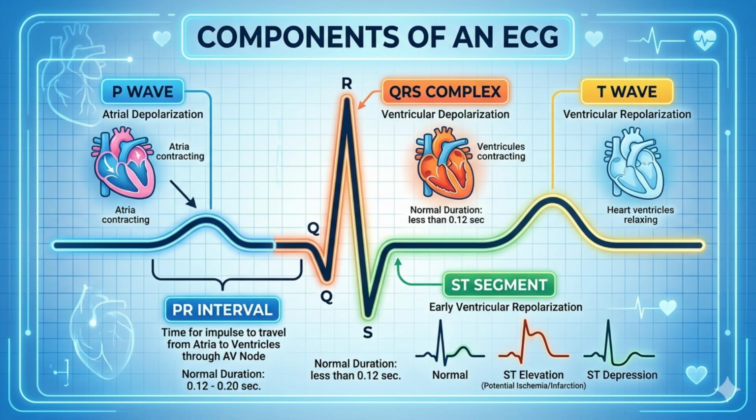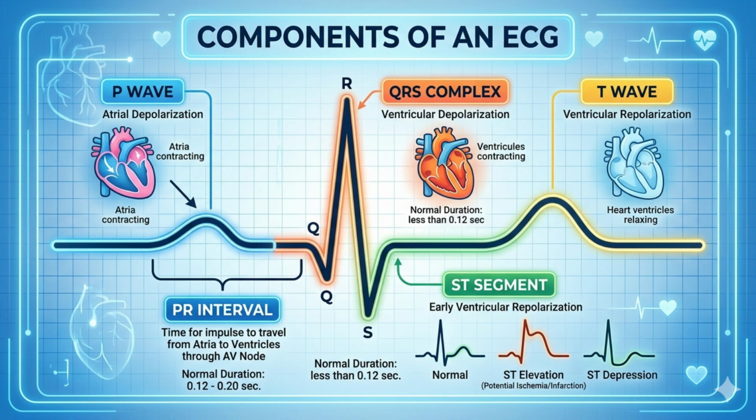Components of an ECG. The ECG tracing consists of several waves and intervals. P wave. The P wave represents atrial depolarization, which leads to atrial contraction. PR interval. The PR interval represents the time taken for the electrical impulse to travel from the atria to the ventricles through the AV node. Normal PR interval is 0.12 to 0.20 seconds.